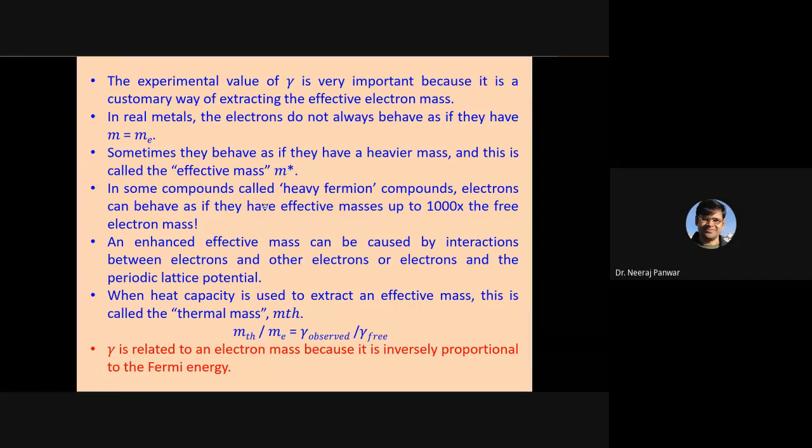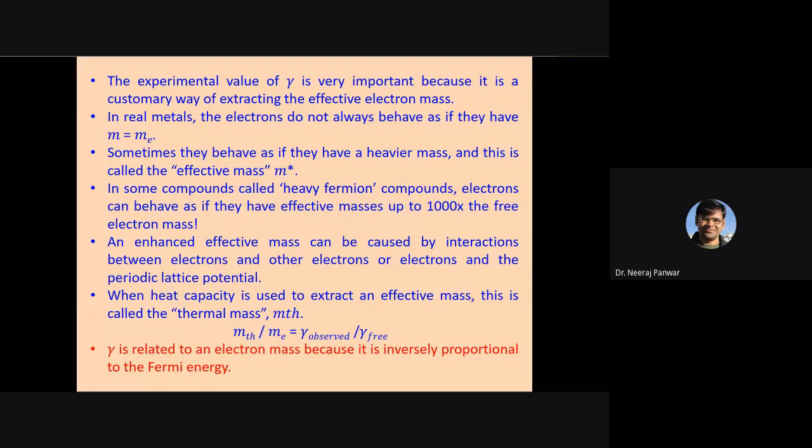Somewhere you can see that it is defined as m of e star, with a star. In some compounds called heavy fermion compounds, electrons can behave as if they have an effective mass that is 1,000 times the mass of a free electron. An enhanced effective mass can be caused by interaction of electrons with other electrons, or interaction of electrons with the periodic potential or the positive ion cores.